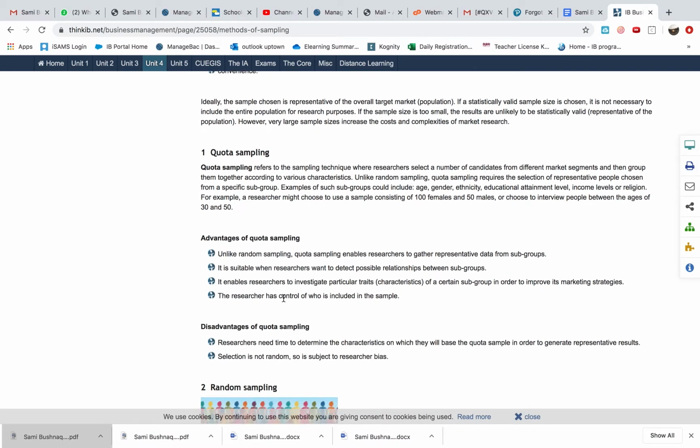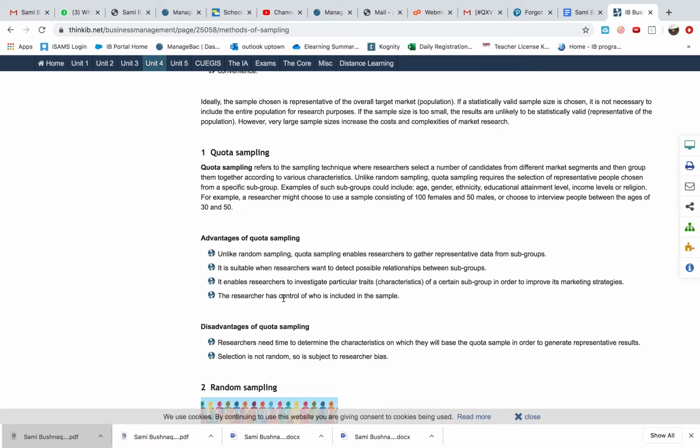Quota sampling refers to a sampling technique where researchers select a number of candidates from different market segments and then group them together according to their characteristics. So unlike random sampling, quota sampling requires you to have people in a specific subgroup. You can group them according to their age, gender, ethnicity, whatever, and then start asking them questions. So for example, a researcher might choose to sample 100 females and 50 males, or choose to interview people between the ages of 30 and 50. So it's a specific group of people.